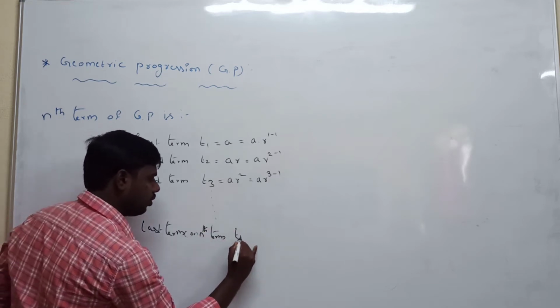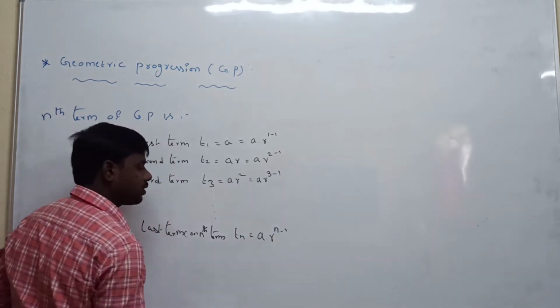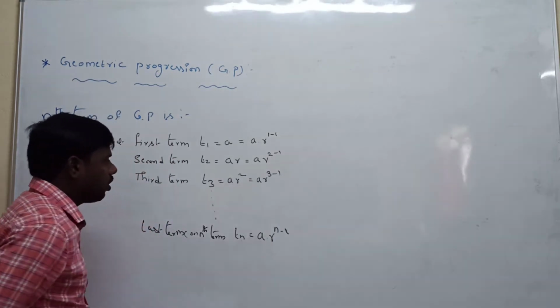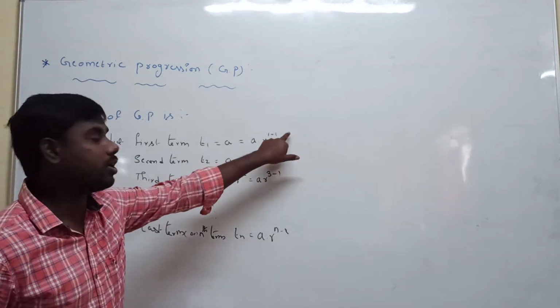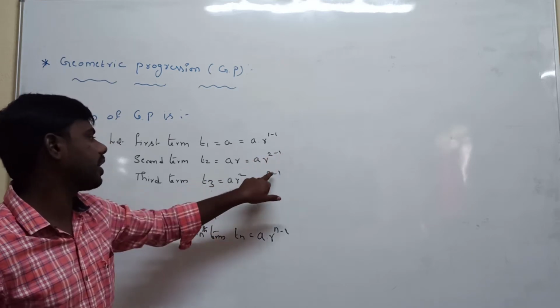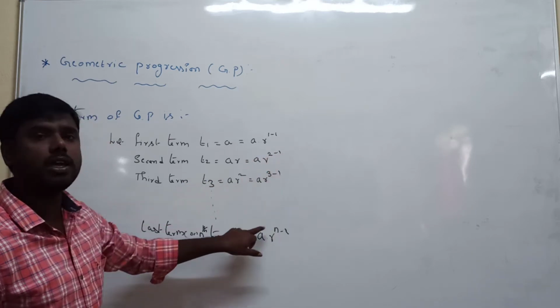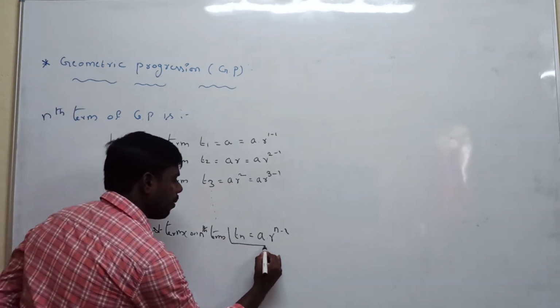Tn is equal to a into r to the power of n minus 1. Is it possible or not? Because for the first term we are taking r to the power of 1 minus 1, the second term r to the power of 2 minus 1, the third term 3 minus 1, and for the nth term, n minus 1. This is the nth term of the geometric progression.